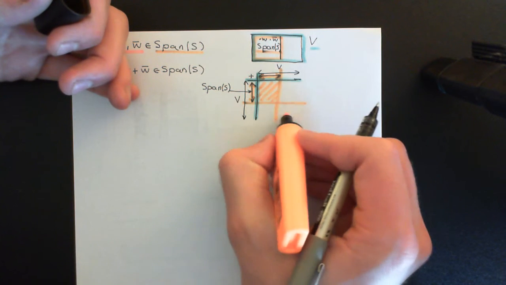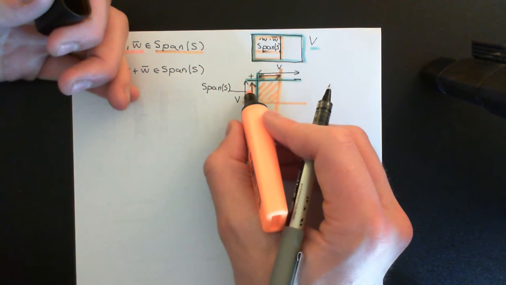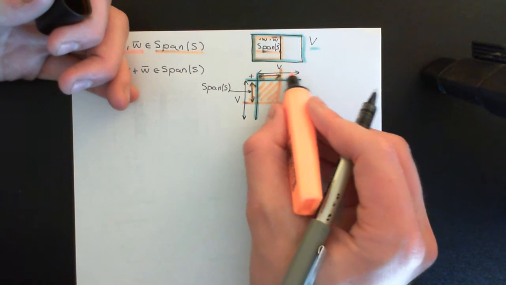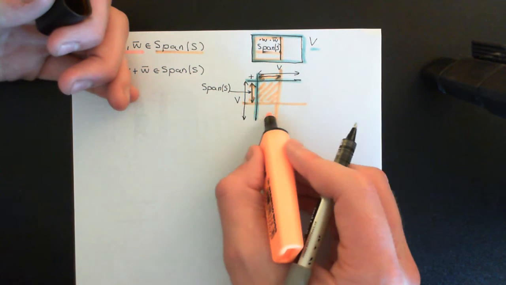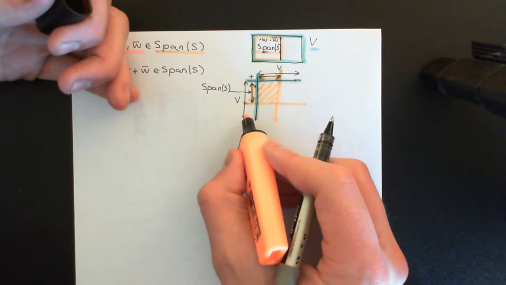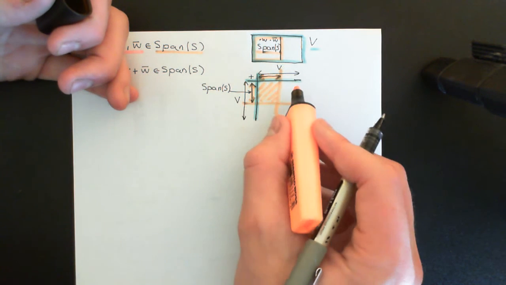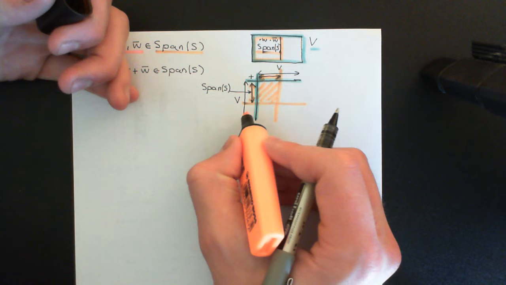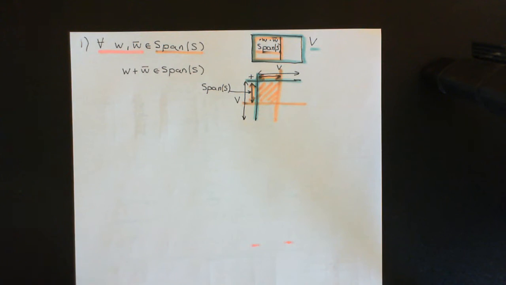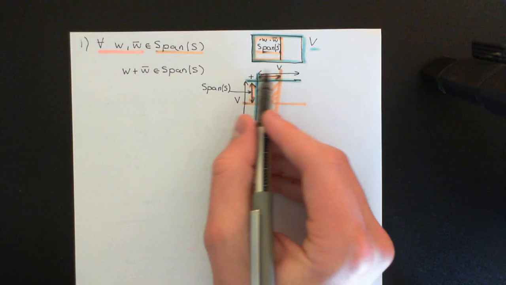I do not care about the other three quadrants here. I don't care about adding elements of the span of S to elements of the vector space outside of the span of S. I don't care about adding elements outside of the span of S to elements in the span of S. That's just the same as this quadrant here. And I certainly don't care about adding together two elements that are outside of the span of S. So I only care about this portion.